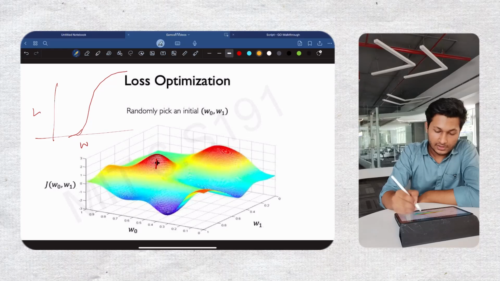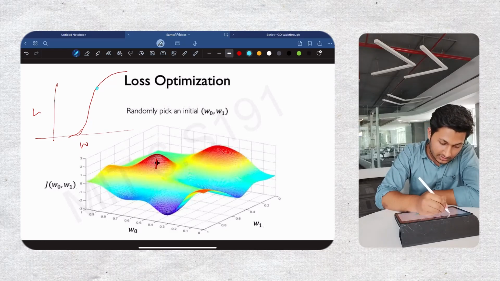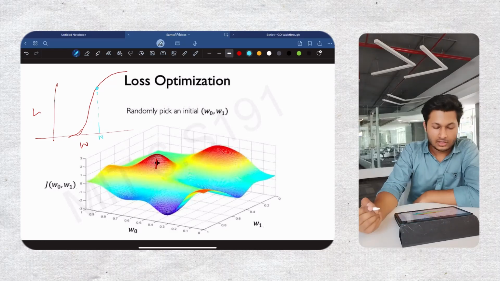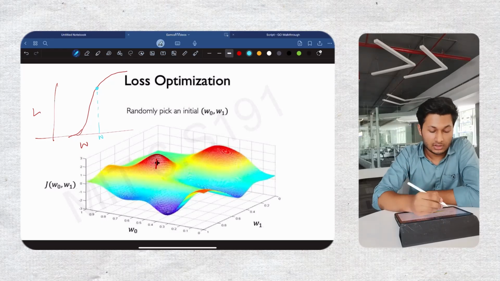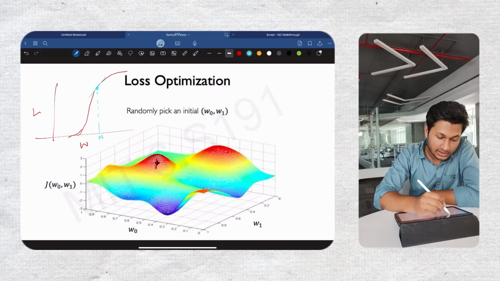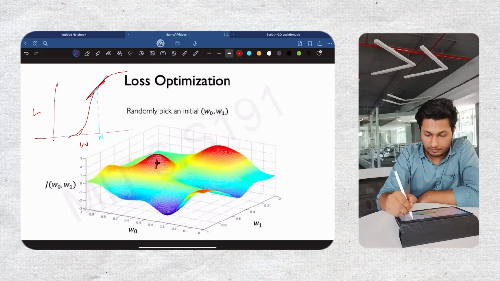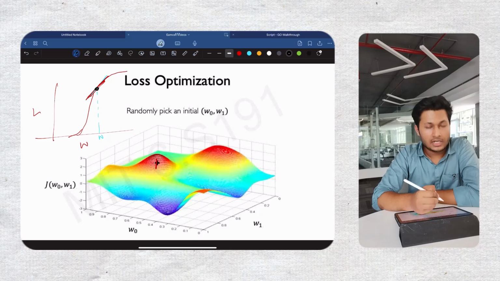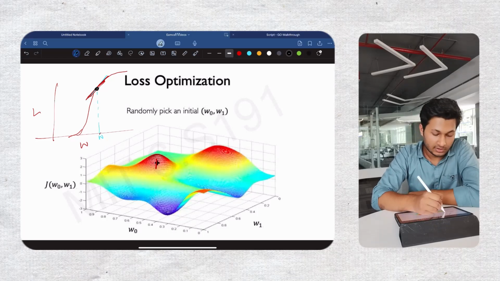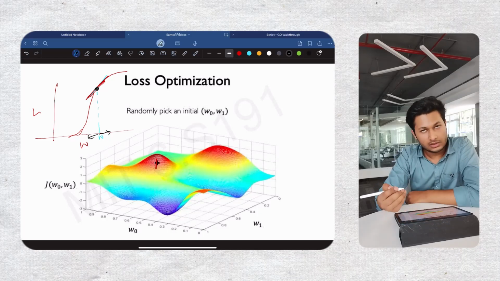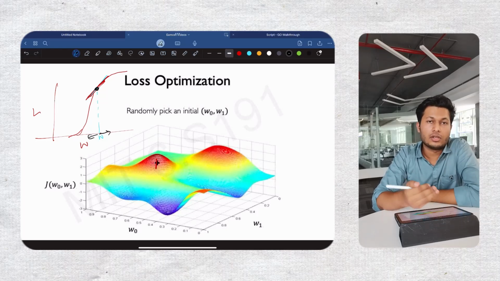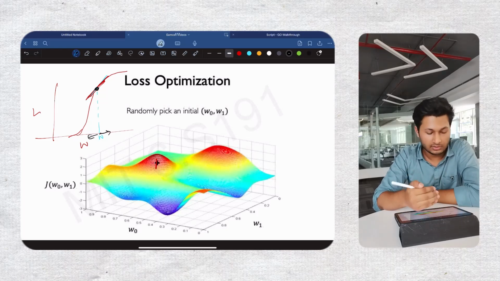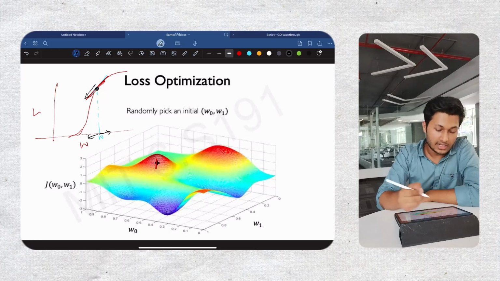So if you see, let's say we chose our weight randomly. Now what we want is a loss as small as possible. So we are going to calculate a gradient, and at this position we are going to calculate our loss. Now where should we move? We should move here or here. As you already understood, we have to move in a way where the loss is going to get as small as possible, and that's why we are going to move in this direction.